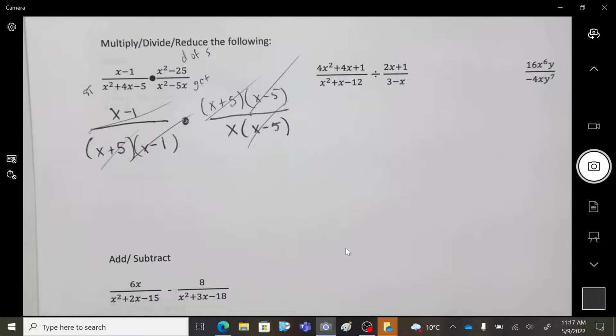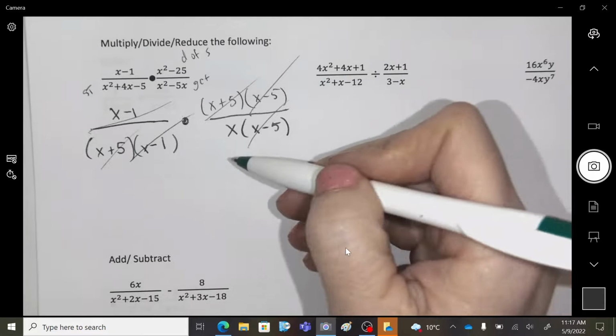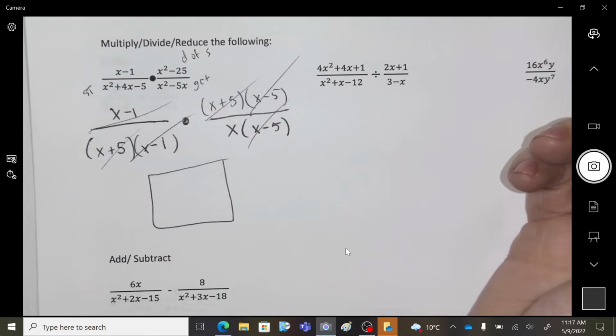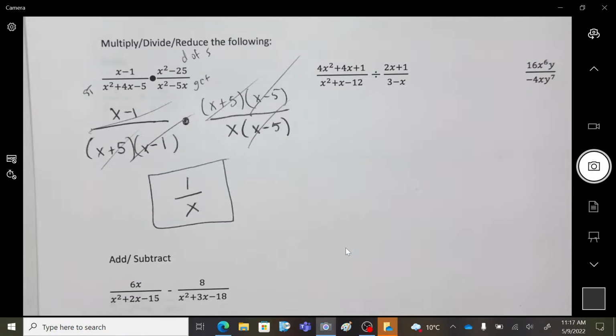How do I write my final answer? There's an x that's remaining there. That's all that's remaining, but how do I answer it? 1 over x, because the x is on the bottom, so I can't just write x. That's different. Or you can think about on the top, everything canceled, so 1. Okay, number 2.